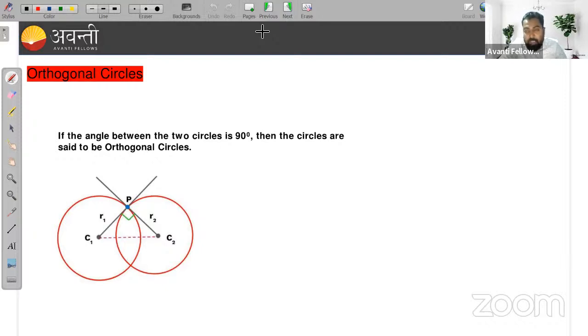If the circles are represented by tangents, then the angle between the tangents is also called the angle between the circles. And in the case of orthogonality, when the angle between two circles, or the angle between the tangents, is 90°, then we can say both the circles are orthogonal. Is that clear to everyone? Yes. If it is clear, let's move to the next thing.